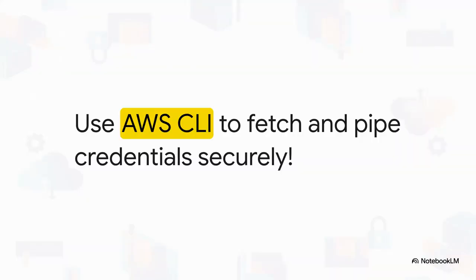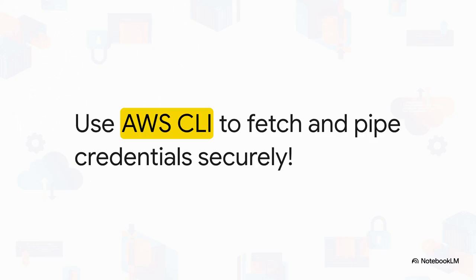But the real magic? That happens right in step 1 with this piped command. When you run aws ecr get-login-password and pipe it directly into docker login, it automatically fetches these highly secure temporary AWS credentials and feeds them right into your local client. You securely push your image without ever exposing a static password.